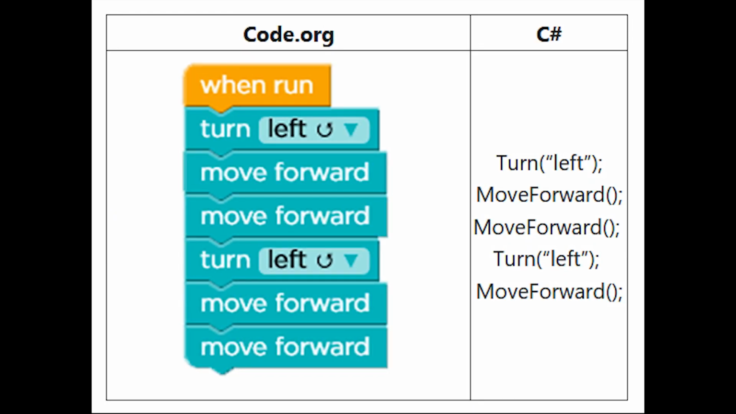Now let's compare something we wrote in code.org to an equivalent in C#. The thing that's very similar is that in both languages you have a sequential order of instructions or commands that you want the computer to perform. And what's different in C# is that it's plain text. So you write this basically in a text file.